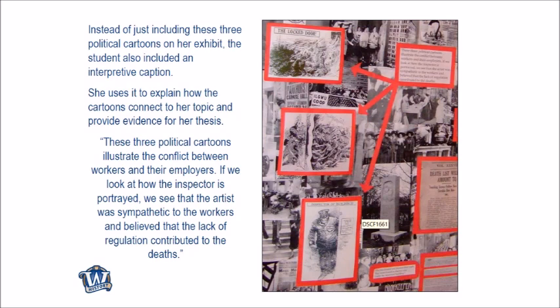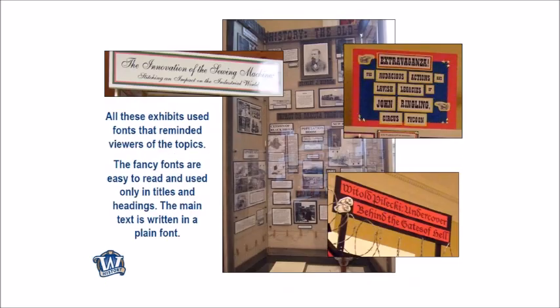And the text in that box is kind of repeated here. These 3 political cartoons illustrate the conflict between workers and their employers. If we look at how the inspector is portrayed, we see that the artist was sympathetic to the workers and believed that the lack of regulation contributed to the deaths. So you can see that this person is helping the reader to understand this, and they do this in a way that's not patronizing, and it refers clearly to those cartoons. Now, this is up to personal taste. To me, again, this is too busy. I think there's too many images in the back there, and that's distracting. But some people may think, no, this is cool, and that's something you have to decide when you make an exhibit.